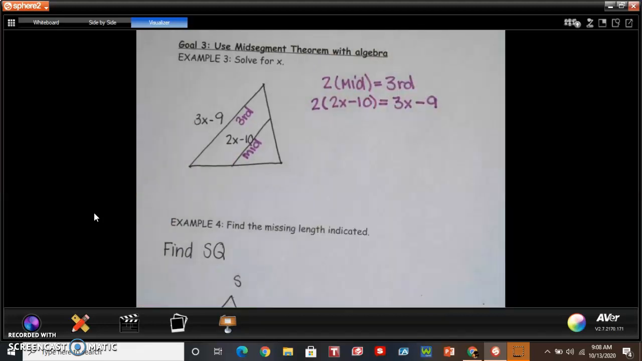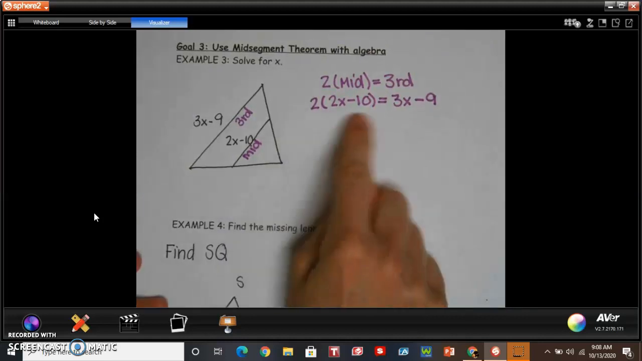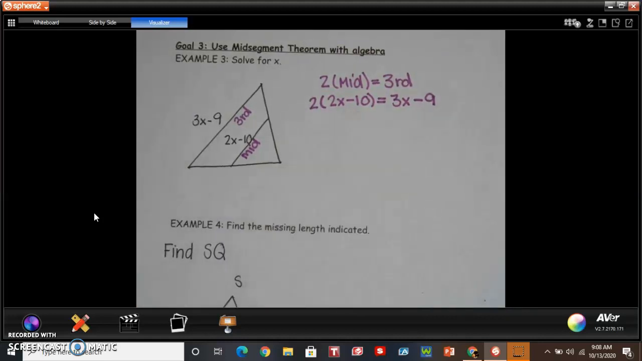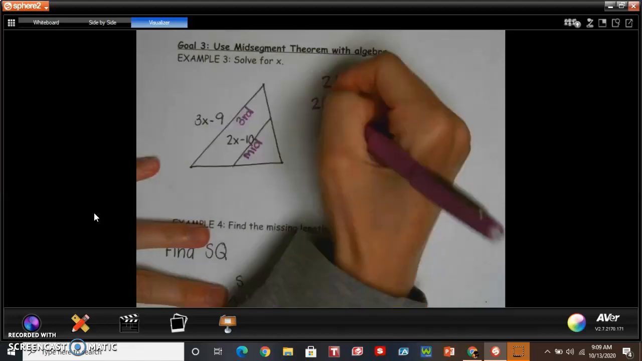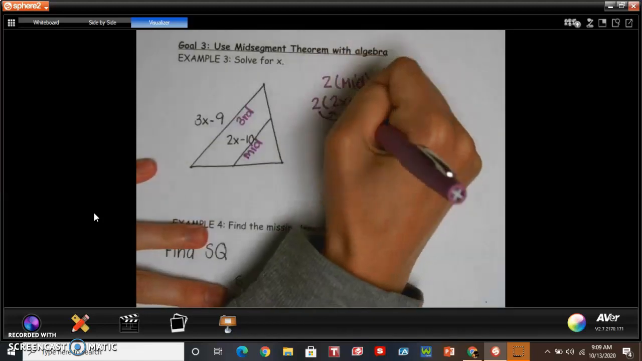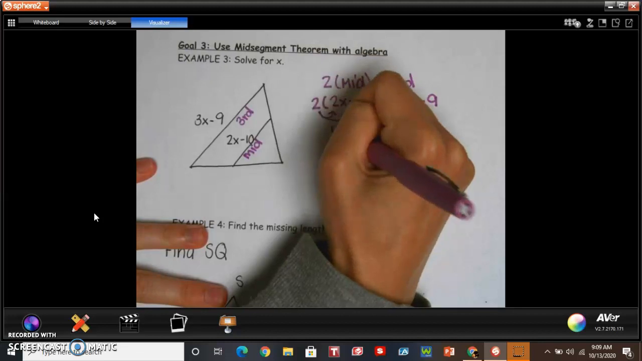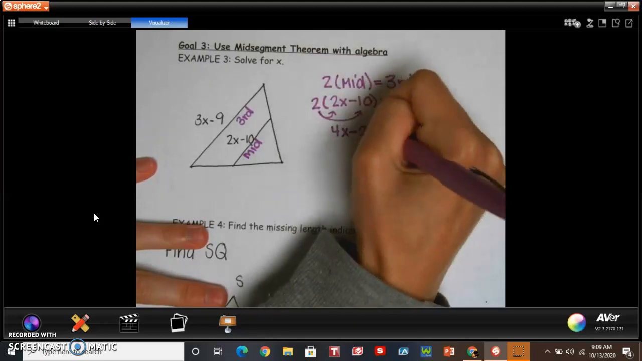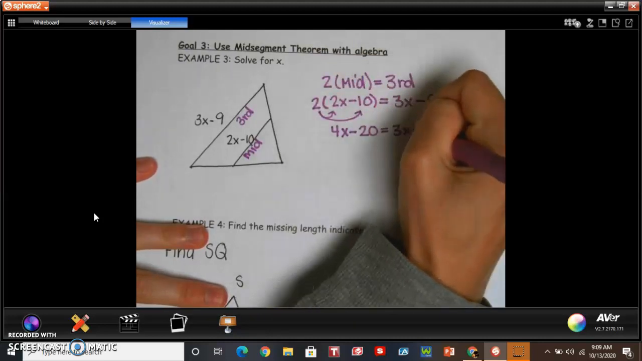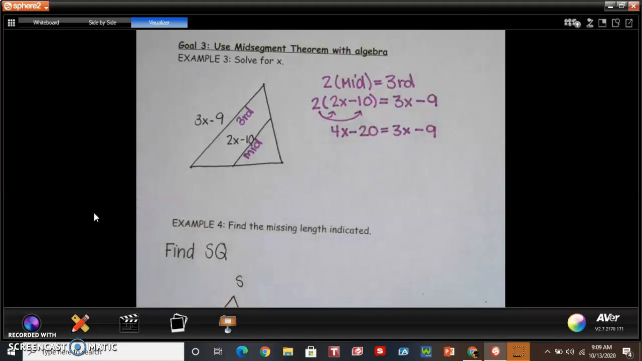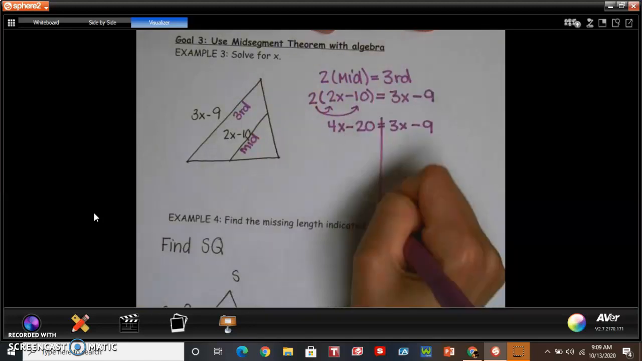And now we solve the algebra. Before we can do our constants and variables, you have this set of parentheses right here we need to work with. So we're going to distribute that 2. That gives us 4x minus 20 equals 3x minus 9. Okay? Now you can solve it however you like to. I like to do variables and constants.